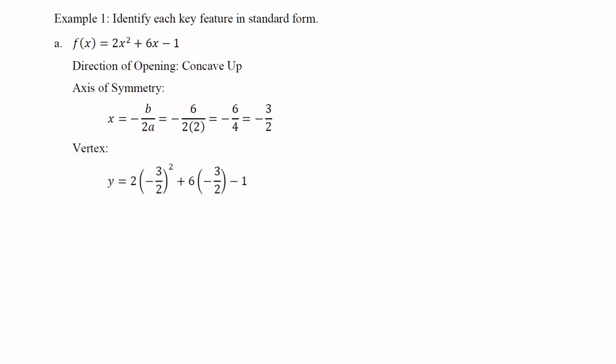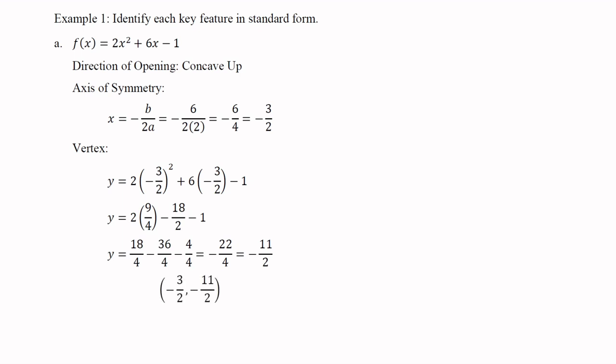The vertex can be found by taking the axis of symmetry, the x value for your axis of symmetry, and plugging it in for your x value in your equation. And after a little bit of solving and simplifying, including finding some common denominators, we get y is equal to negative 11 halves. Now remember, this is asking for the vertex, so it needs to be an ordered pair using both your x and y values.